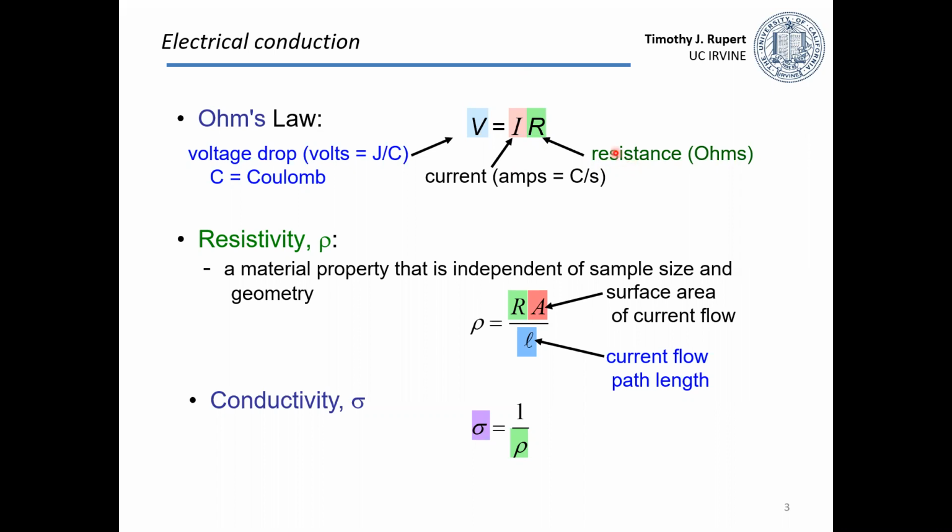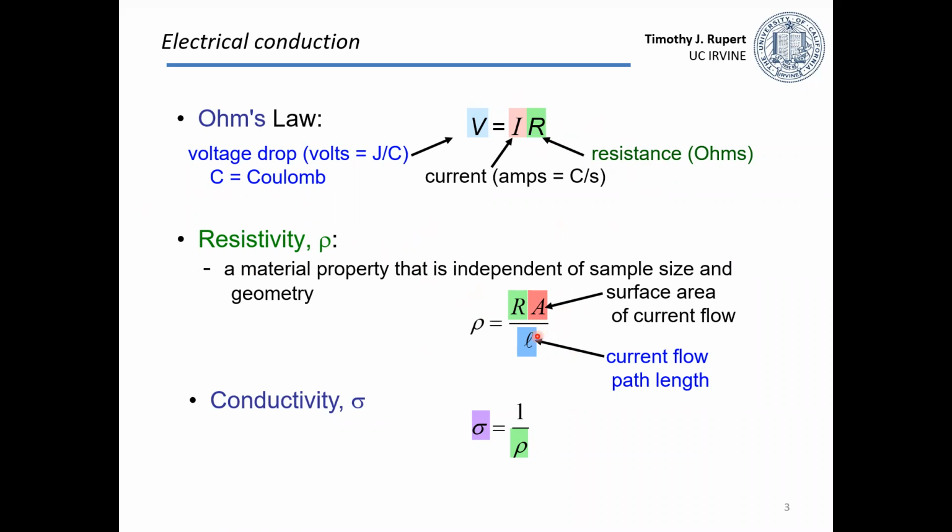But one issue is that this resistance contains both information about what material I'm using, but also the geometry of the sample through which that current is flowing. So more often when we're thinking about materials, we want to talk about something that's just a true material property. It's independent of sample size and geometry. Analogous to resistance, but a material property, is what's called resistivity. Usually it has the symbol rho.